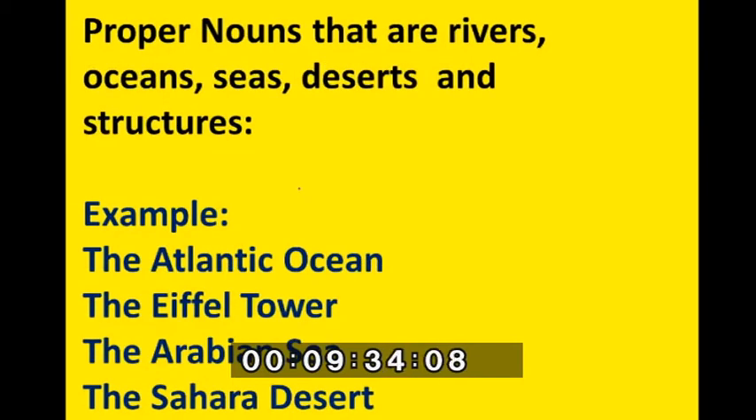The article "the" also is used along with proper nouns that are names of rivers, oceans, seas, deserts, and structures, like the Atlantic Ocean, the Eiffel Tower, the Arabian Sea, and the Sahara Desert.